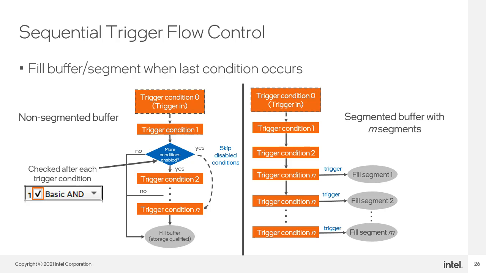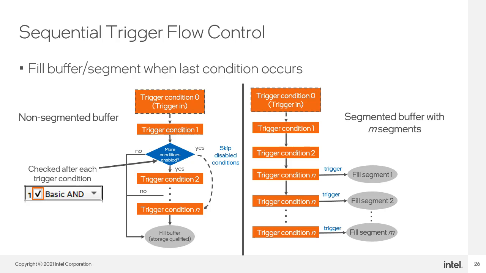With both types of buffers, the logic analyzer has to check and see whether more trigger condition columns are enabled. This check must happen after each trigger condition occurs to determine whether to stop and fill the buffer or continue checking conditions. If there are no more enabled conditions and the last trigger condition in the sequence occurred, the logic analyzer stops and the buffer is filled based on the storage qualification settings. If there are more trigger conditions, the ELA will watch for trigger conditions in sequential order, skipping any disabled conditions.